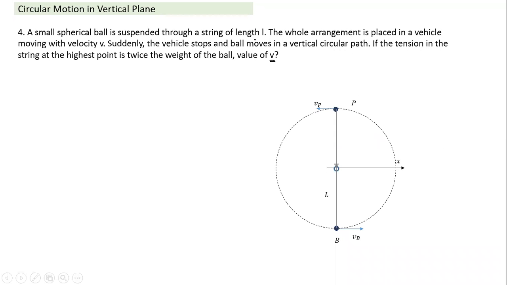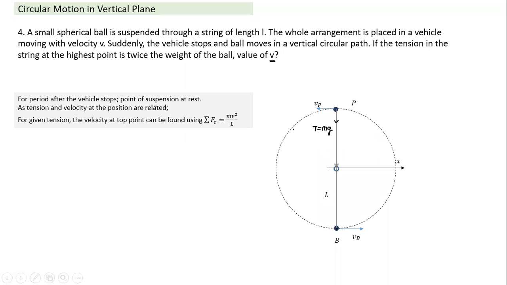So if you start thinking, how is the velocity of the vehicle related to the tension at the highest point being equal to 2 mg? Let's think back. If the tension at this point is given, it means the velocity at this point can be calculated. If this velocity can be calculated, the velocity at the bottommost point we can calculate. If the velocity at the bottommost point is known, this velocity is nothing but the velocity of the vehicle. So we can find that answer.